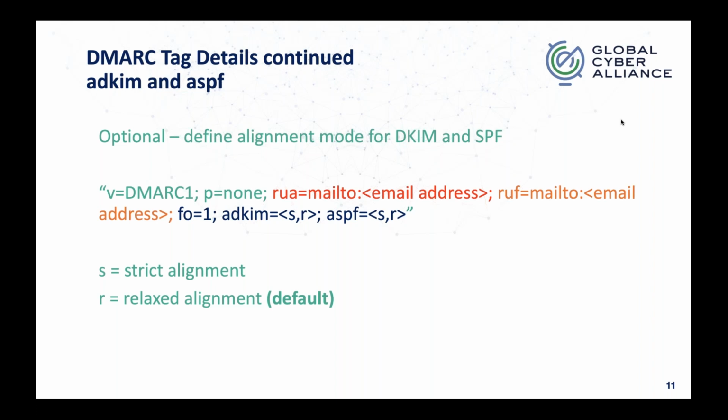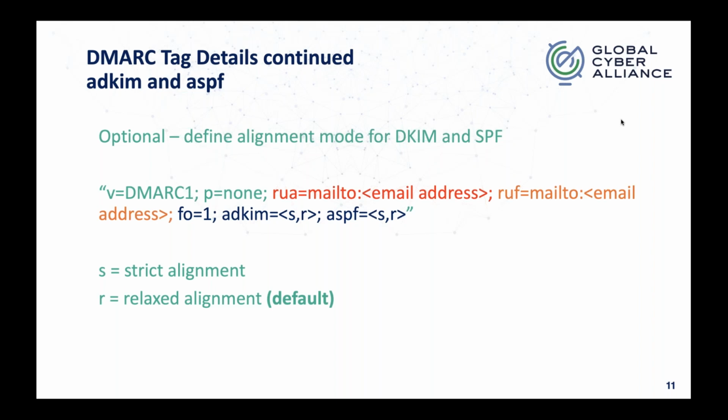R stands for relaxed alignment. And the other option is S, or strict alignment. So when we put relaxed alignment, what does that mean? That means the domain doesn't have to match exactly. It can be a subdomain of that domain. So it's globalcyberalliance.org. You can use sales.globalcyberalliance.org or marketing.globalcyberalliance.org. Those are allowed in relaxed mode, or relaxed alignment. And you see that in a lot of cases because third-party vendors sometimes use subdomains. So you have to be careful there, and that's why, the majority of the time, you don't see people using ADKIM or ASPF.